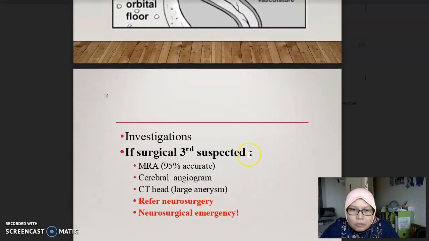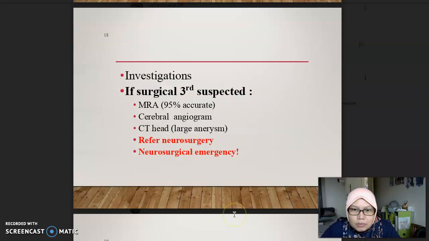So if you suspect surgical third nerve palsy, you must send the patient for imaging, like I said before. The best imaging is MRA, magnetic resonance angiogram, which is 95% accurate if your hospital has it, or a cerebral angiogram. But usually in practice we proceed with a CT scan because that's the easiest. But a CT scan will definitely miss any small aneurysm, or maybe you can ask for small cuts. This is a neurosurgical emergency.